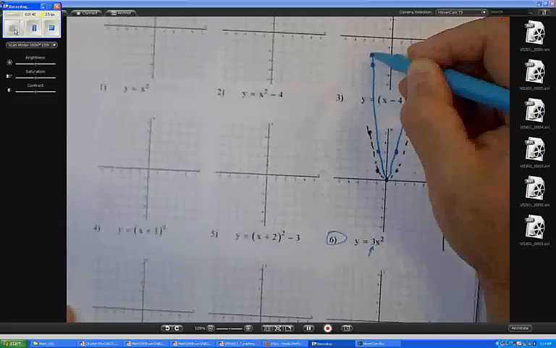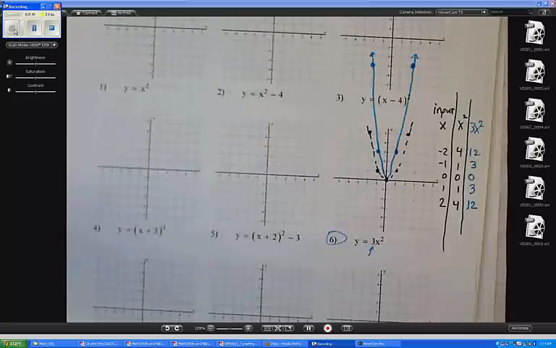A vertical scaling. It's almost like you're taking the y-axis and you're pulling it up. So it's 3 times stretched. And that stretches the parabola. Does that make sense to people? That's a vertical scaling.